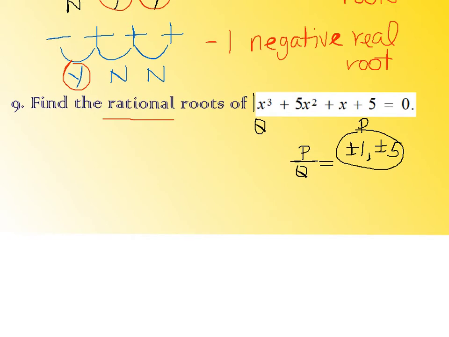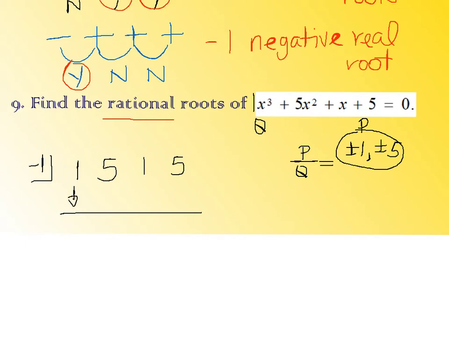So to do that, I'm going to write the coefficients out. The coefficient of 1x cubed is 1. My coefficient of positive 5x squared is 5. My coefficient of positive x is 1. And my coefficient of positive 5 is 5. These are all positive numbers, so I'm going to start with a negative number. I'm going to try negative 1.